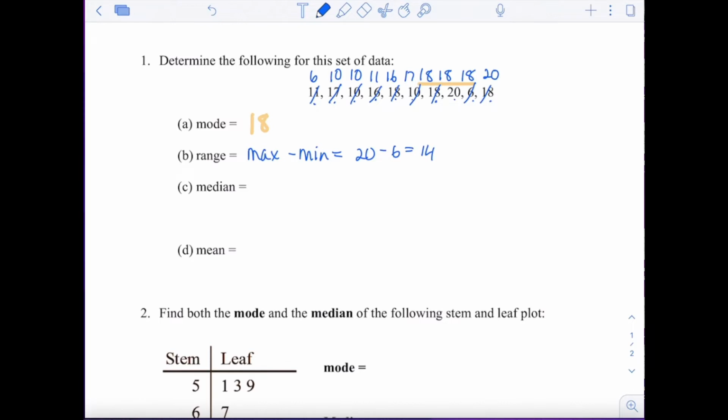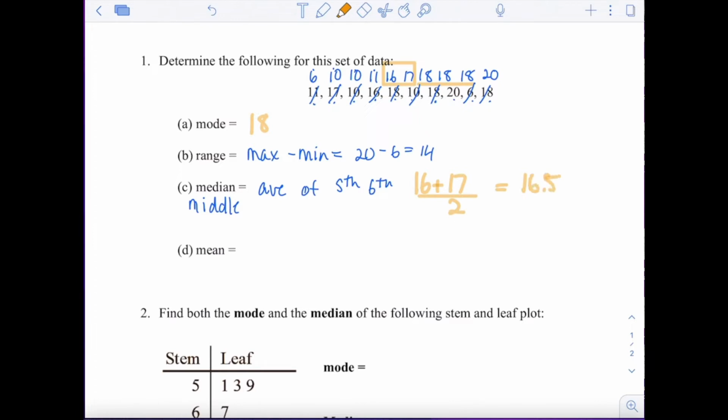All right, how about the median? The median is the middle. And in this case, since we have 10 data points, we have to take the average of the fifth and sixth point. Okay, so if I count over 1, 2, 3, 4, these are the fifth and sixth points. So to take the average, it would be 16 plus 17 divided by 2, which is 16.5.